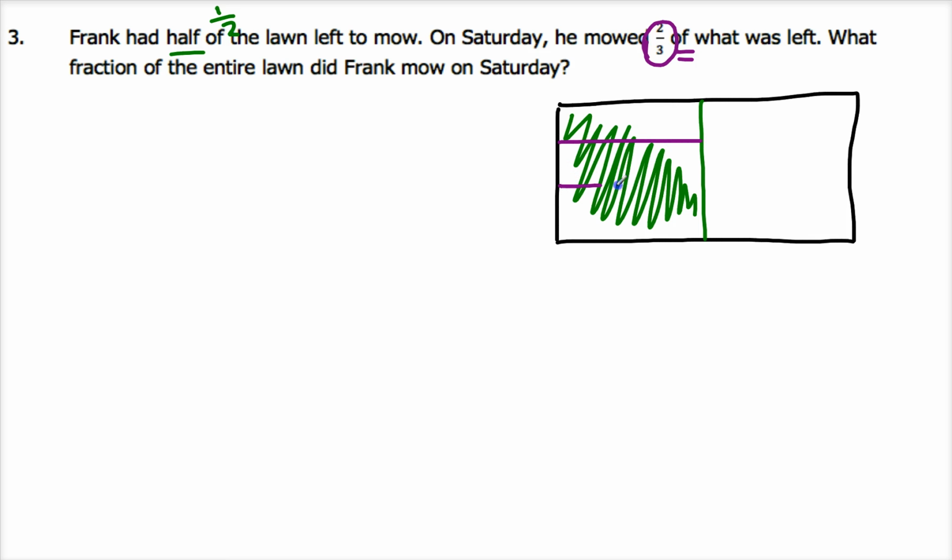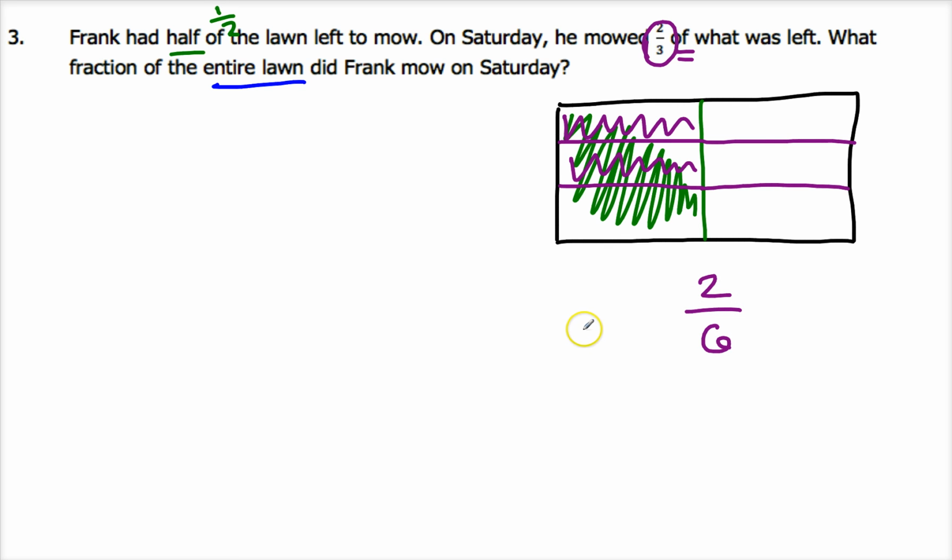So if I divide this part here into thirds, he's mowed this part and this part on Saturday. And so the question's asking, what fraction of the entire lawn did Frank mow on Saturday? So the question is asking, what fraction of our entire rectangle are the two pieces that I've drawn in purple? Well, we can see that visually by seeing that now I've drawn my rectangle into 6 equal pieces, and I have 2 of them shaded in. So I can think of that as the fraction 2 out of 6.